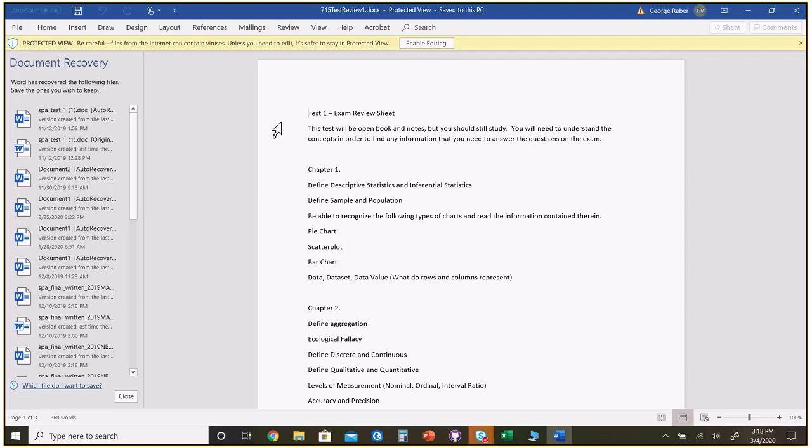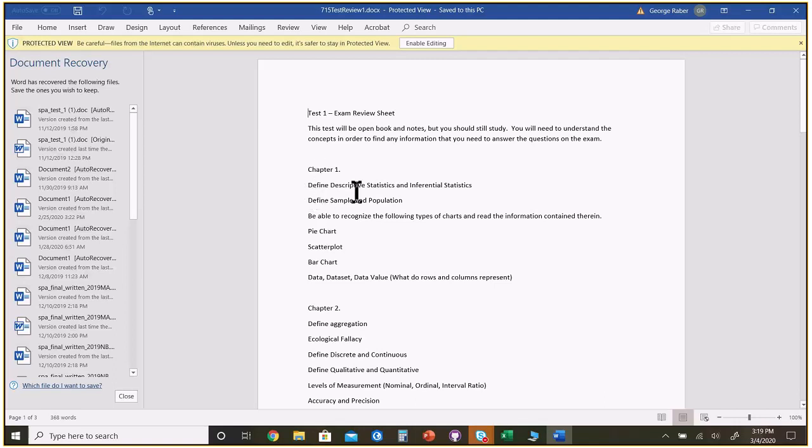So the test. This test is going to be open book and open notes. Okay. You still need to study though, because you'll need to understand the concepts in order to find information that you need to answer the questions on the exam. There are going to be some calculations, which I'll talk about. Okay, but they should be pretty simple.